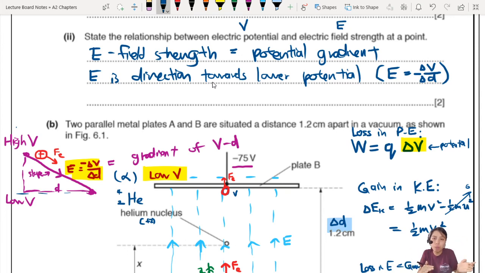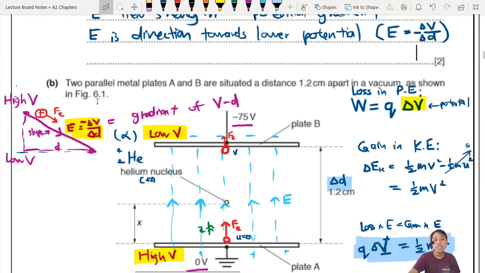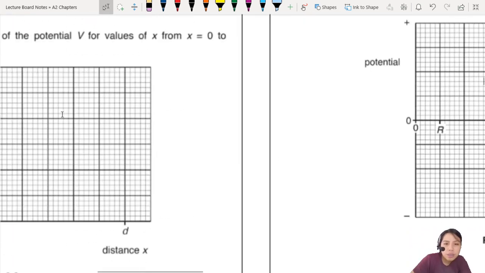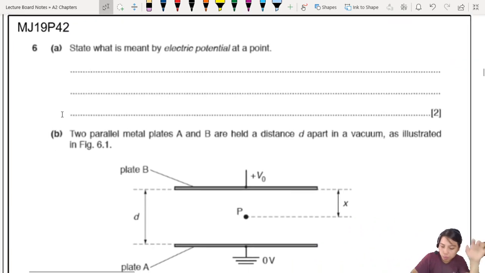And there'll be a slope, and the slope is the electric field, or negative electric field, which means you're pointing down the slope. Okay, to wrap up the video, here's one final example of how the graph of V and D would look like down here. So this final question is a very recent one, MJ19 P42.